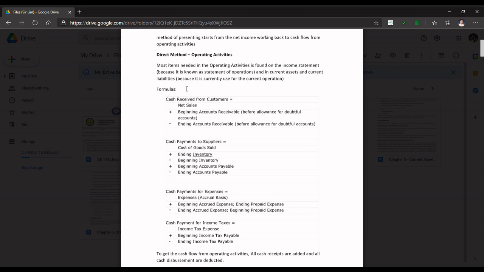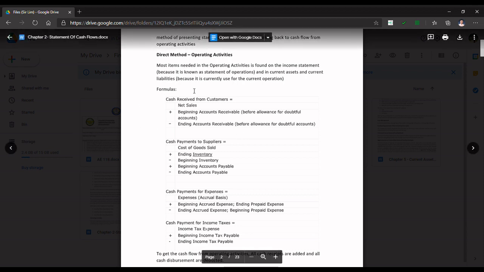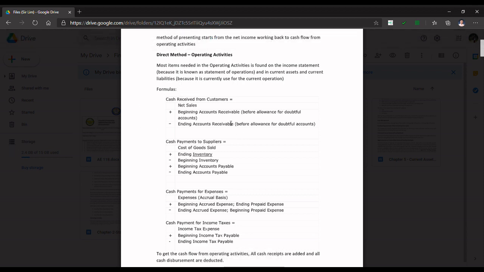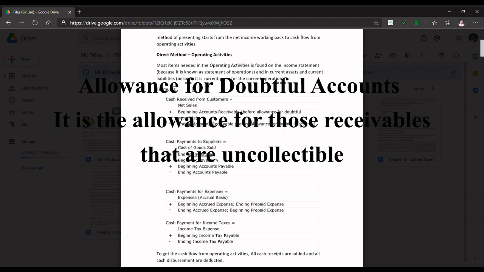So we have the formulas in the direct method. Take note na direct method lang ito. We have the cash received from customers. First, we have the net sales. Okay? Yung sales natin for the year, we add the beginning accounts receivable. It is before the allowance for doubtful accounts.